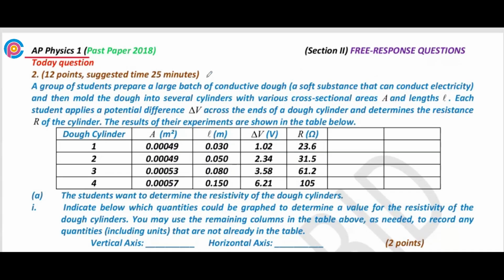Hi, we have the AP Physics 1 past paper 2018. We are discussing the section free response question. We have question number 2, which carries 12 points.